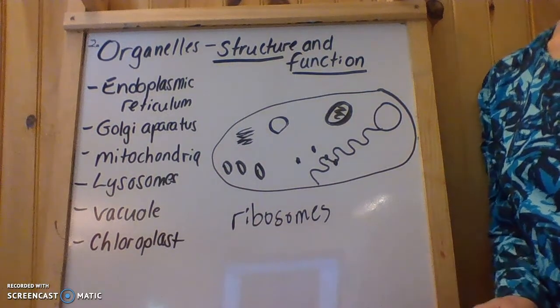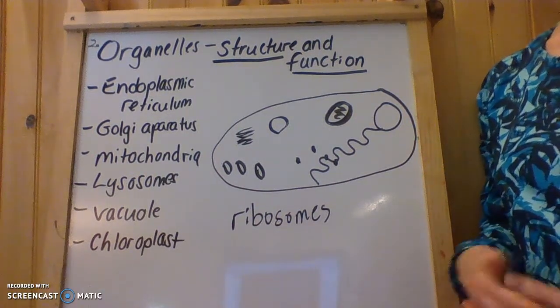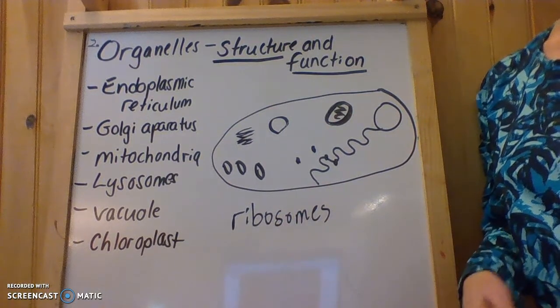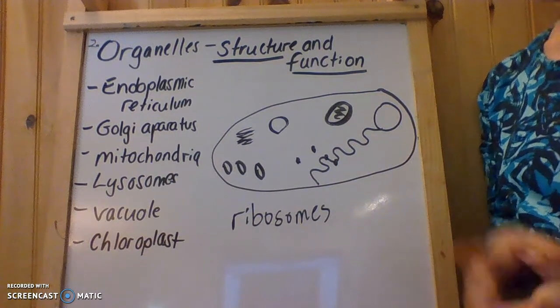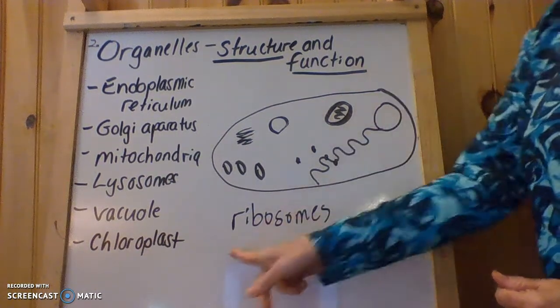In the next lesson, the 3rd lesson, we'll go over the other organelles that you probably would have learned or should have learned in your CP Bio course. So let's start with the ribosomes.